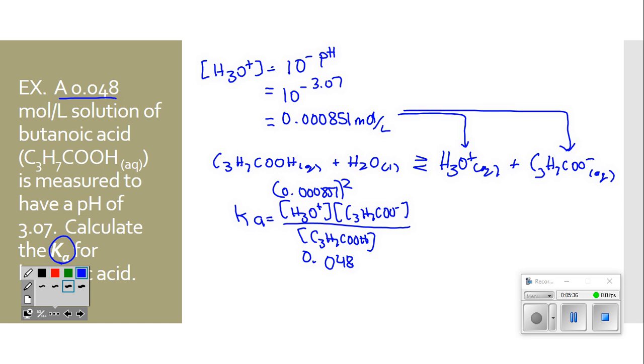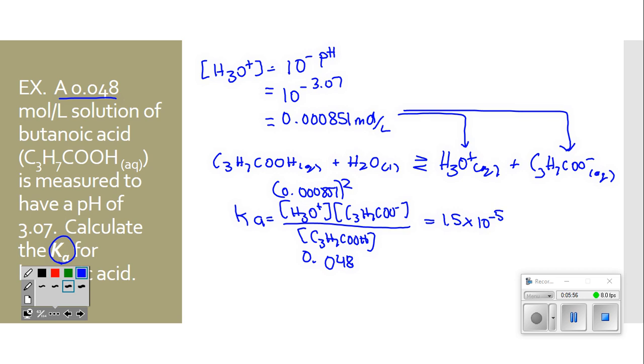Remember that Ka doesn't have units, so if you would like to omit the units as you're doing the calculation, just so you don't confuse yourself with moles and liters and liters and moles and squared and cubed and that kind of thing, you can. And it should give you 1.5 times 10 to the power of negative 5.